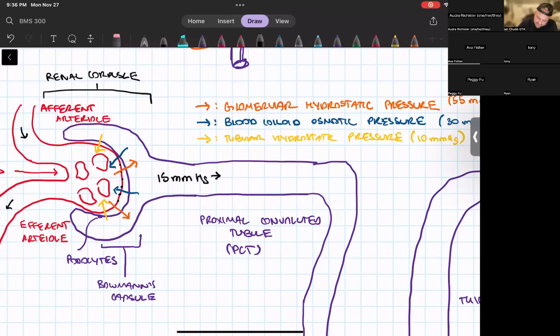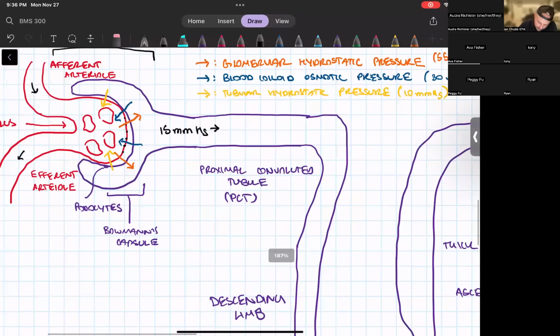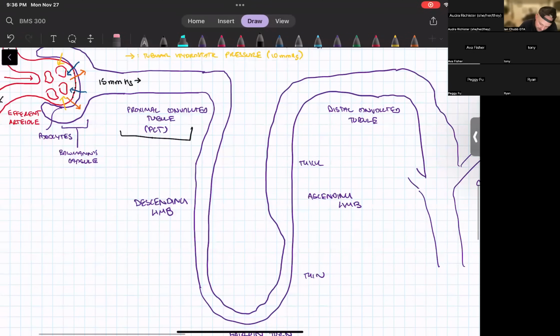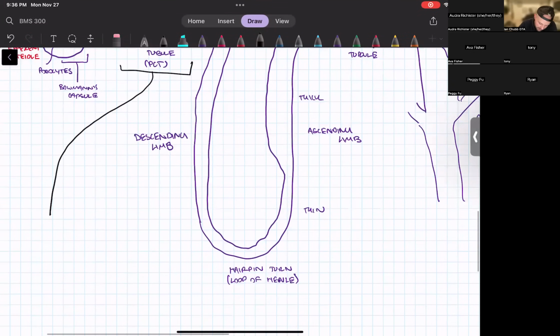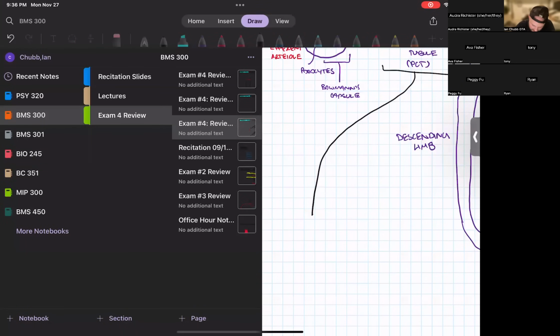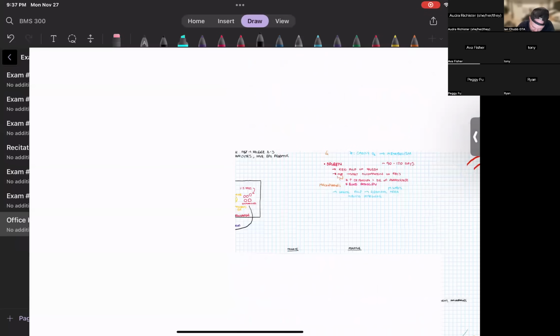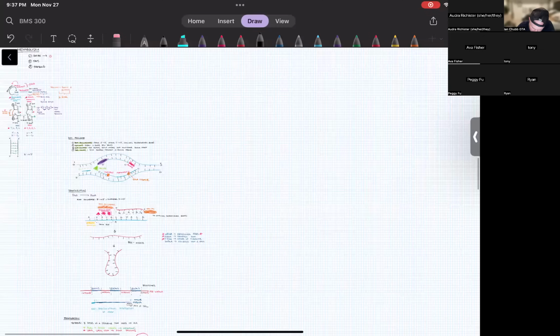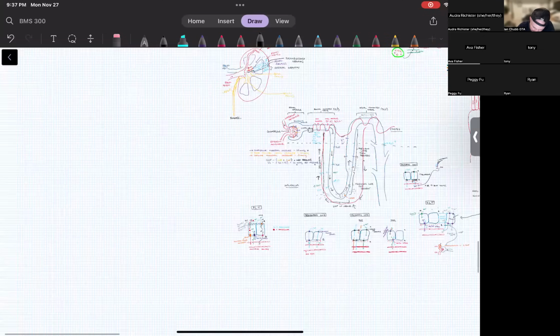But now I like to break this down into what's being absorbed and secreted in each section. So, and you know what? To save time, I'm just going to jump over to a picture that I already had drawn of this, just so we can save a little time. Okay.